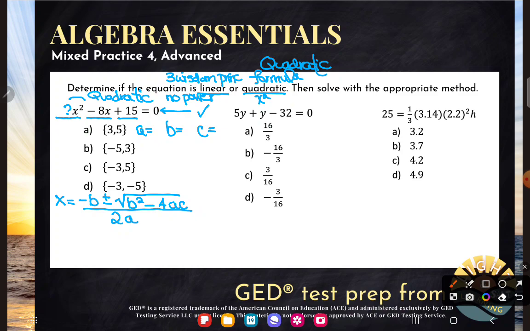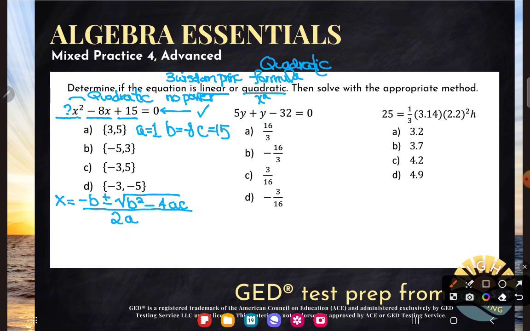Right? What's our invisible coefficient? If I don't see a number in front of x squared, how many x squareds do I have? I just have 1. So my A is 1. Then my B, careful, it's not 8. Take the sign with it. It's negative 8. And my C here is positive 15, so just 15.